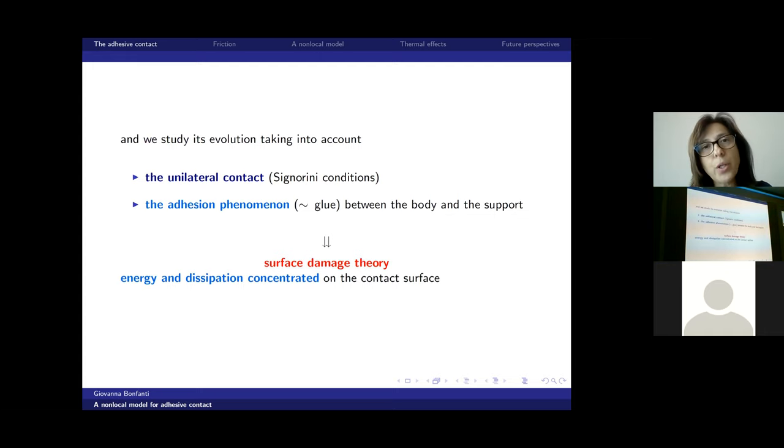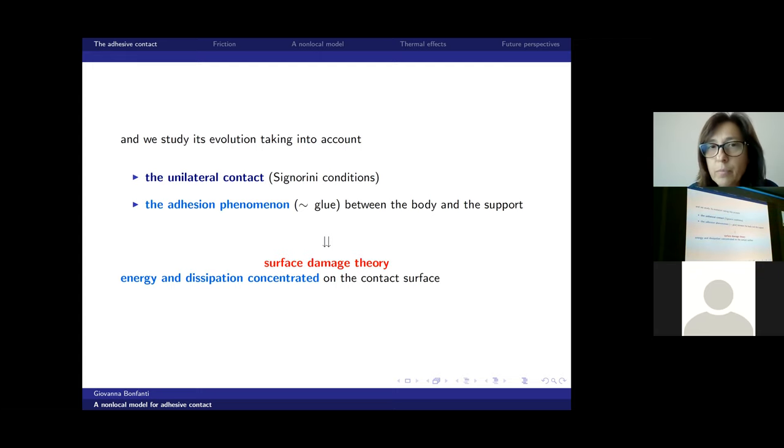In our modeling approach, we have to describe essentially two facts. The first one, the unilateral contact expressed by Signorini-like conditions between the body and the support. The other characterizing fact, the adhesion phenomenon. In particular, we have to characterize and model the behavior of the glue between the body and the support. As I said before, we resort to a surface damage theory. As we will see in a moment, we derive the equations ruling the evolution of the parameter describing the behavior of the glue directly from energy and dissipation defined on the contact surface, concentrating on the contact surface.